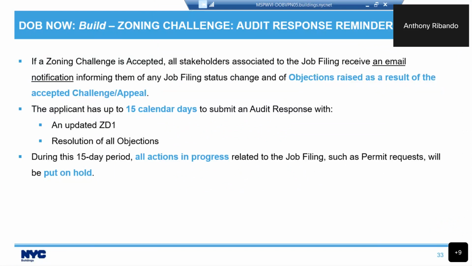Okay, so zoning challenge audit response reminders. If a zoning challenge is accepted, all stakeholders associated to the job filing will receive an email notification informing them of any job filing status change and of objections raised as a result of the accepted challenge or appeal. The applicant has up to 15 calendar days to submit an audit response with an updated ZD1, and a resolution of all objections. During this 15-day period, all actions in progress related to the job filing, such as permit requests, will be put on hold.